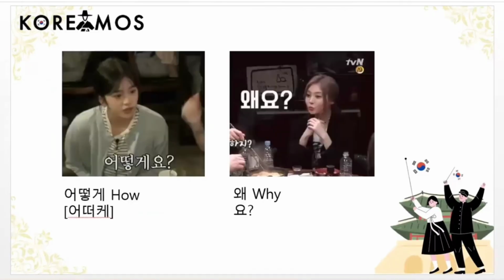Okay. And next one. 어떻게요? Here we pronounce 어떻게요 like this. 어떻게 is how. So it's asking about the way or method. 어떻게요? So it's like how is it? How do I do it like this? And the next is why. If you want to say informal, it's 왜, why, and formal, 왜요.